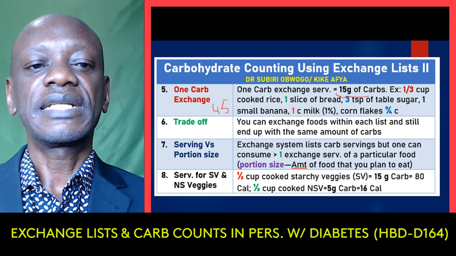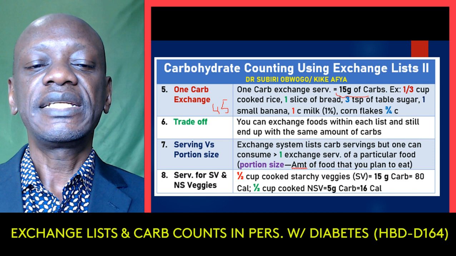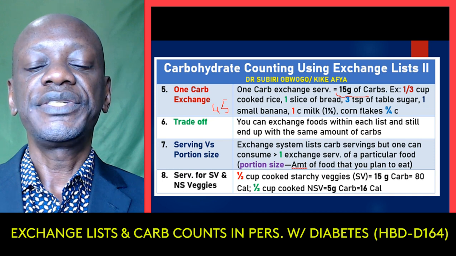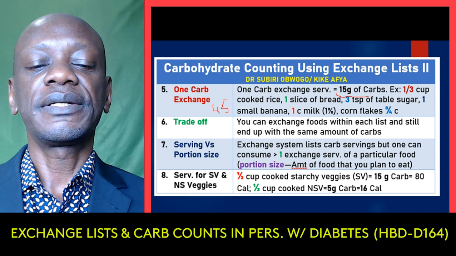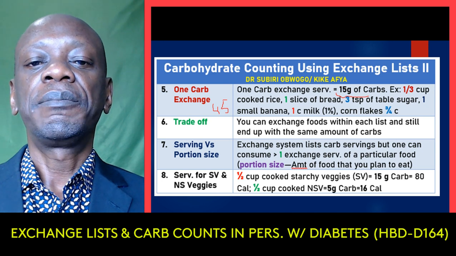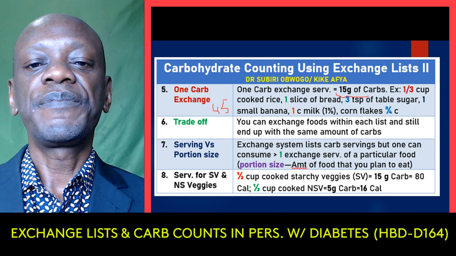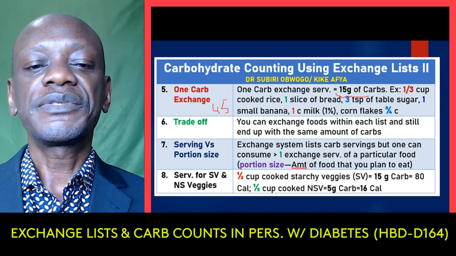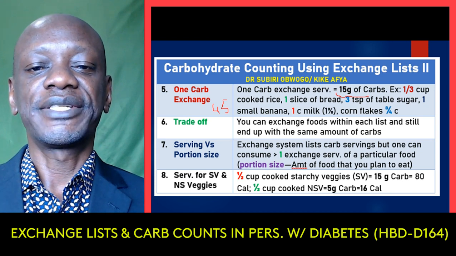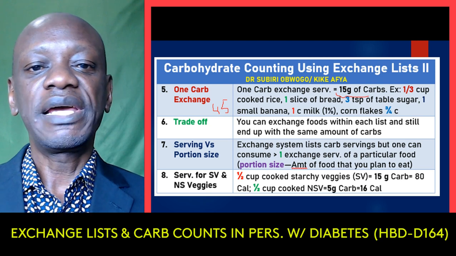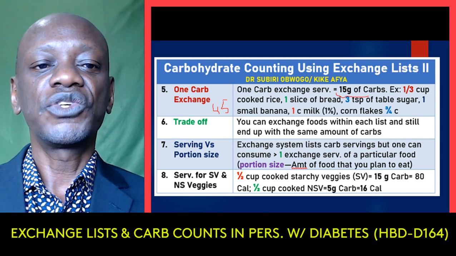That still gives me 45. I can decide to take a cup of tea, that is 15 grams, plus 1 tablespoon of sugar, that's about 5 grams, and then 3 slices of bread. So you can just play around with the foods as long as you don't go beyond your limit.